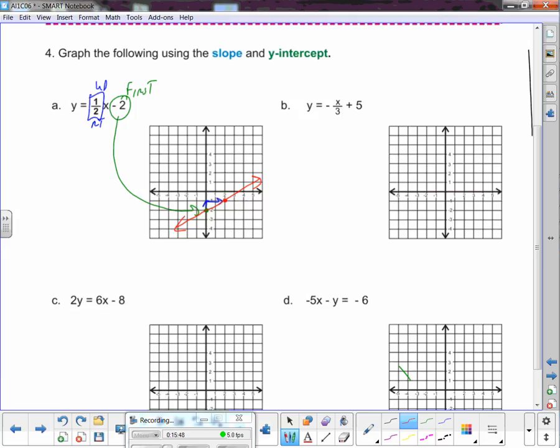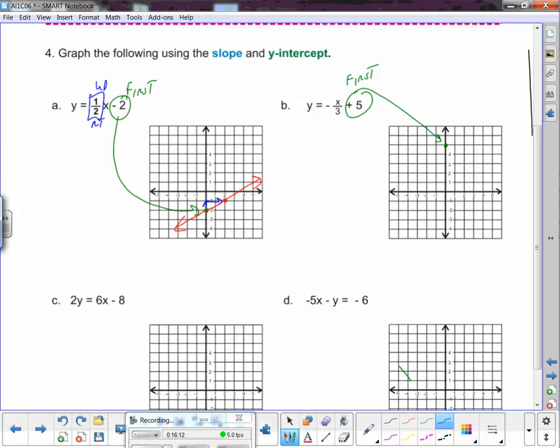Somebody raise your hand, tell me how to start B. What do you want me to do first on B? Ethan? So tell me what to do. 0, 5, I agree. 0, 5 is the y-intercept. And again, to help you guys, I'm going to draw an arrow. I'm going to write first. All right, you got to do that y-intercept first.